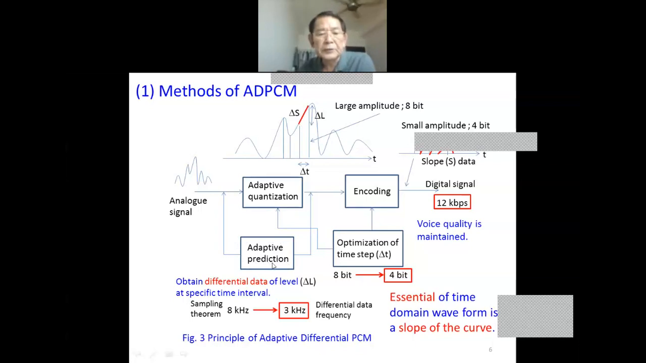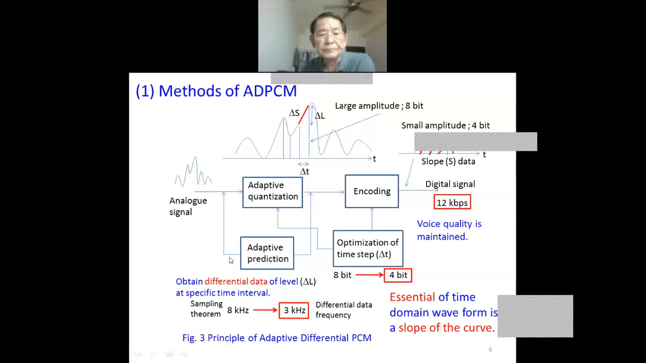First of all, adaptive prediction. In this prediction, we obtain differential data of level. This level is obtained in this process. And another is optimization of time step, this delta T. By determining delta T adequately, we can obtain the level difference, delta L. So from this delta T and delta L, we can understand the slope, delta S. So delta S is obtained.